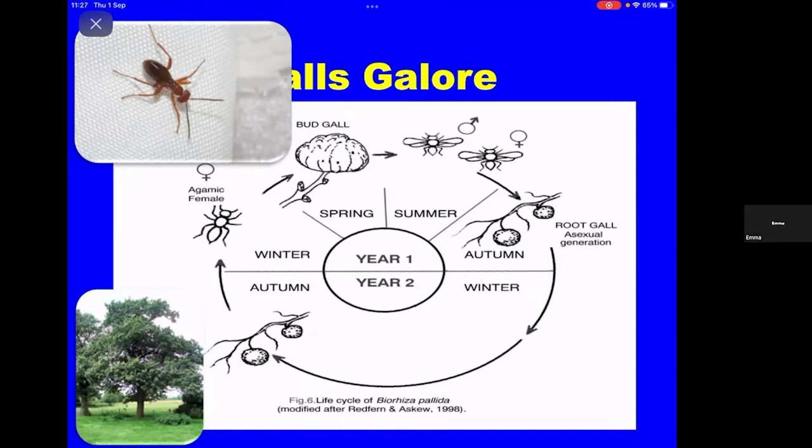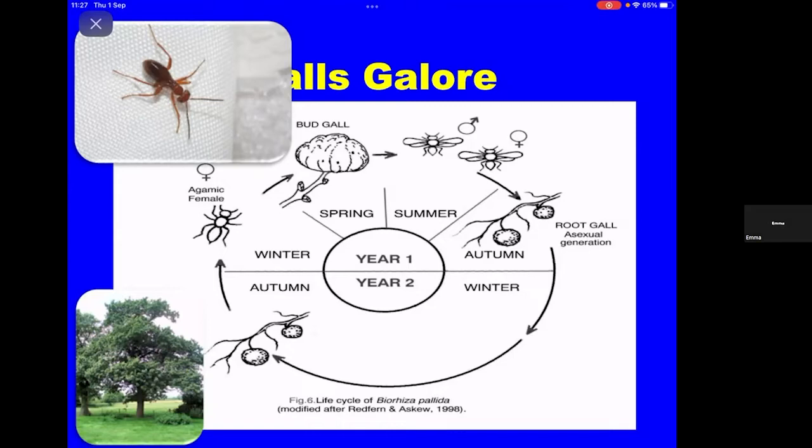And most of you will probably be familiar with the sort of pinky brown, papery galls that they produce in the spring, which we call oak apples. They produce male and female wasps. So that's the sexual generation. They mate, and then the females go down underground and lay their eggs on the roots to start the whole process over again. But they spend 2 winters in the roots.